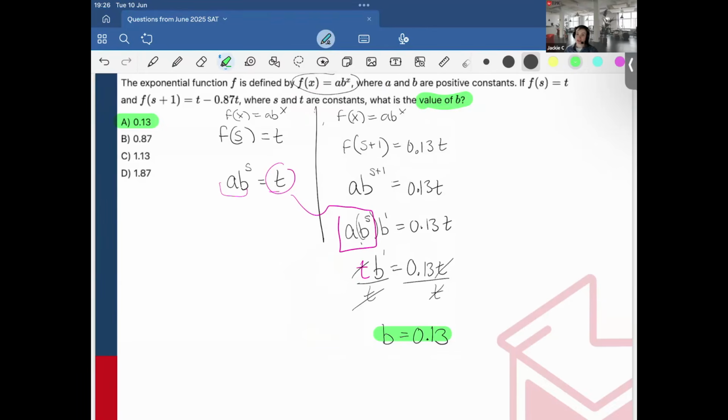Okay, so a lot of useful tricks here to use Desmos properly. So guys, these were difficult questions that appeared on the June 2025 SAT exam.